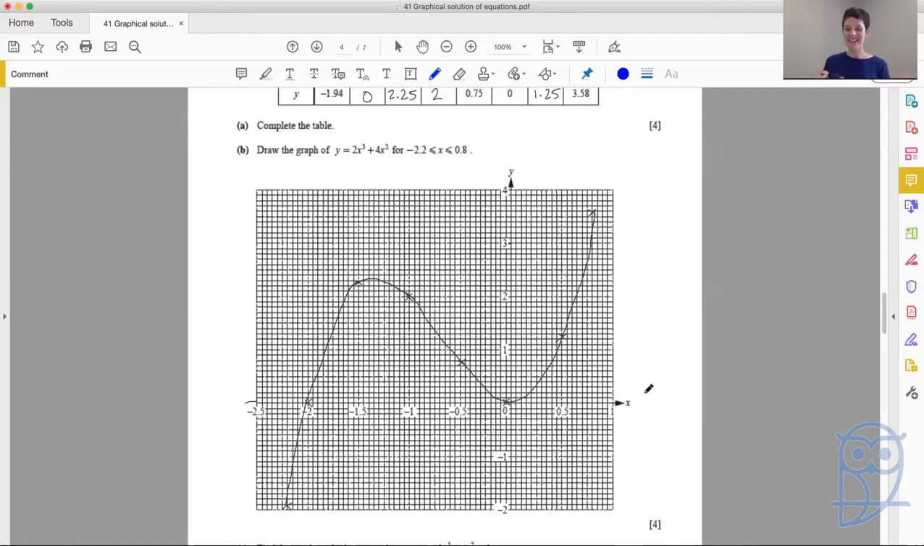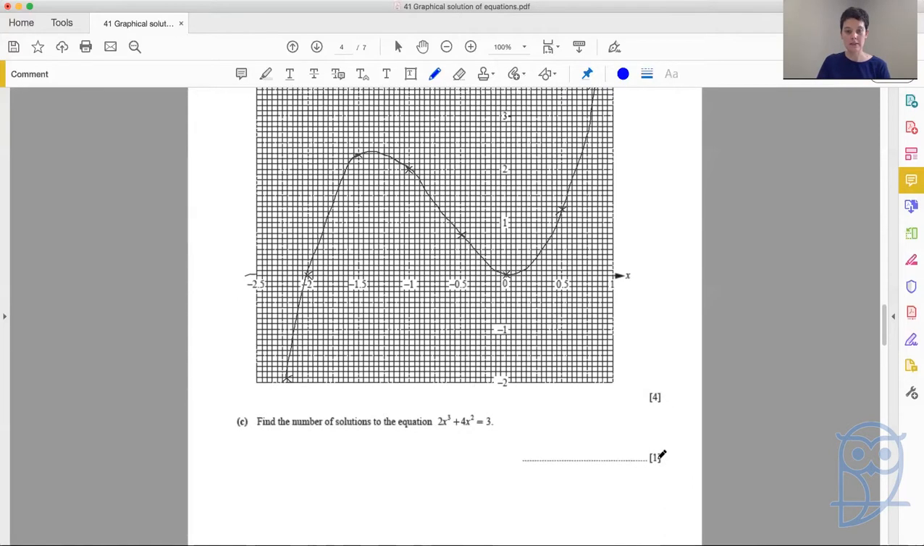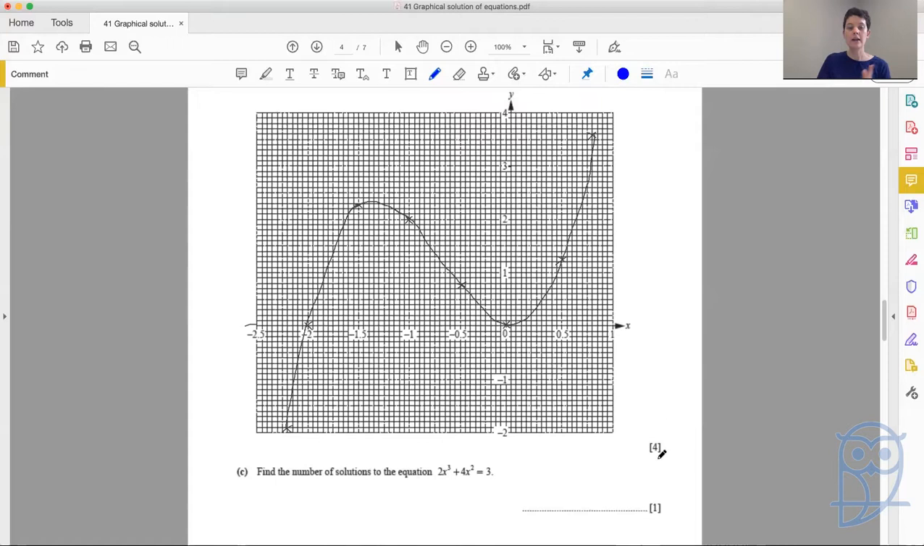I am taking the big excuse of doing these digitally on screen. It's not nearly as easy as it is when you do them by hand. So we've set ourselves up. We have a beautiful cubic graph, up, down, up, and we head to the questions. Find the number of solutions to the equation 2x cubed plus 4x squared equals 3.